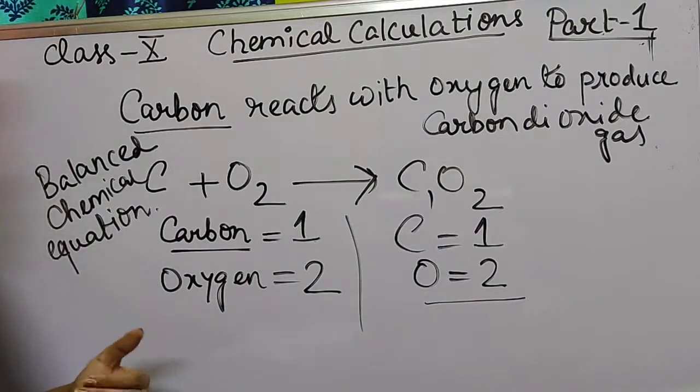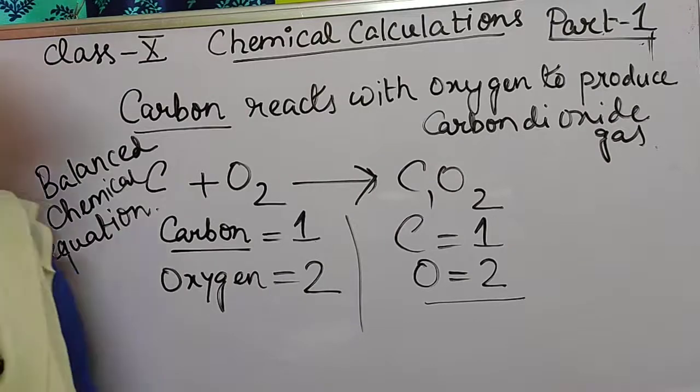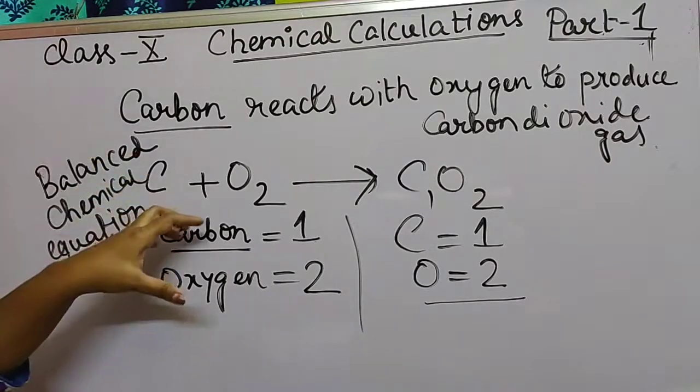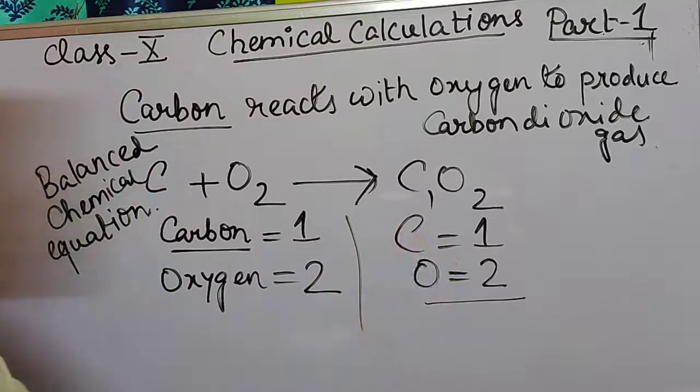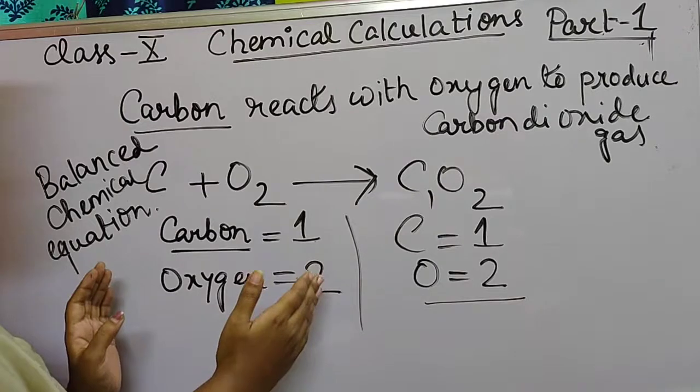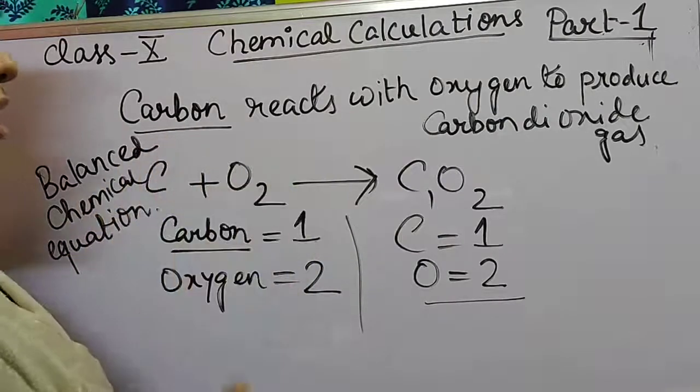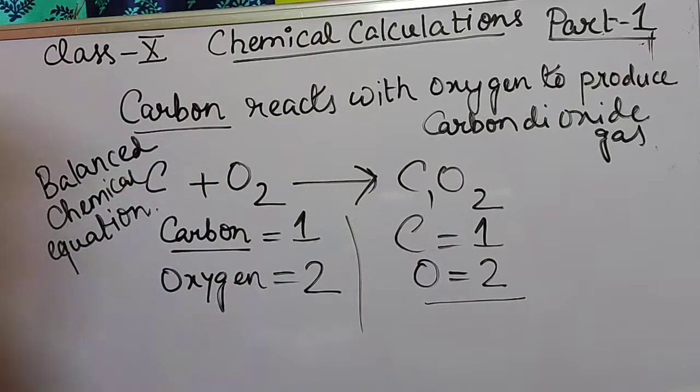So actually what happens during a chemical reaction, the mass of the reactants is converted into the mass of the products. As we are seeing here, carbon and oxygen react with each other to make carbon dioxide.